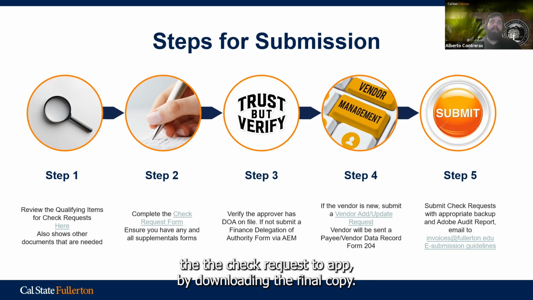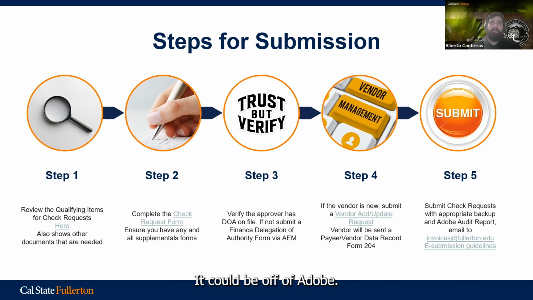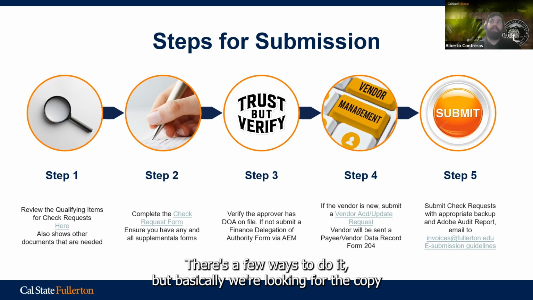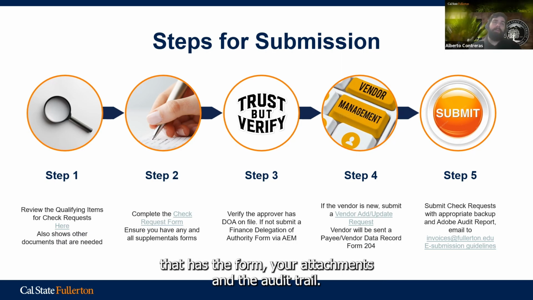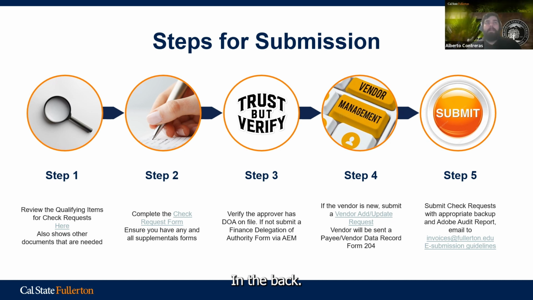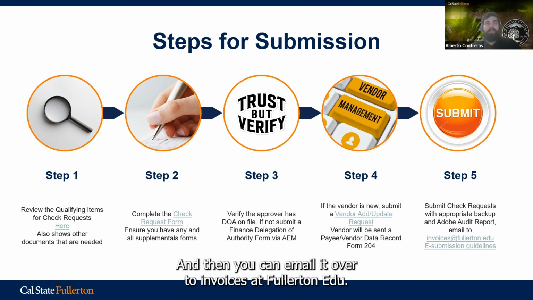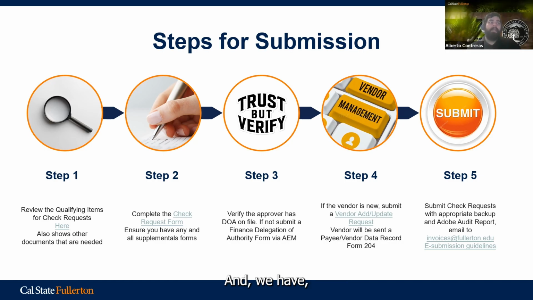And then finally, you'll submit the check request to AP by downloading the final copy, it could be off of Adobe. There's a few ways to do it, but basically we're looking for the copy that has the form, your attachments, and the audit trail in the back. And then you can email it over to invoices@fullerton.edu. And we have the e-submissions guidelines there, so you can see what should be in your subject line. And we'll, again, go over that a little bit further in a minute.